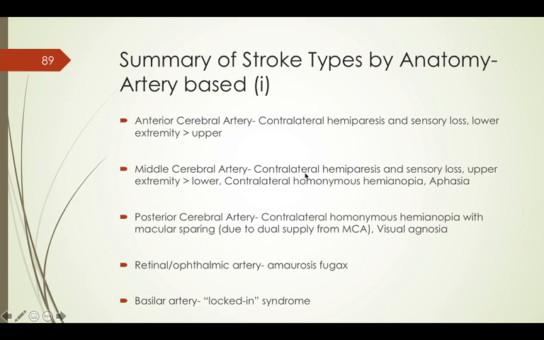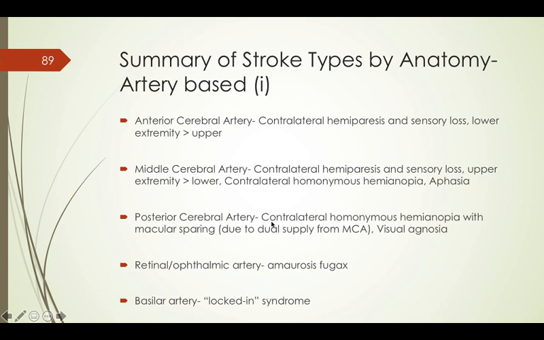Middle cerebral artery would cause a hemiparesis and sensory loss mainly of the arms. May also cause problems to the face as well. And can cause a homonymous hemianopia, as well as aphasia. So we're thinking really about the TACI symptoms, the total anterior circulation infarct symptoms.